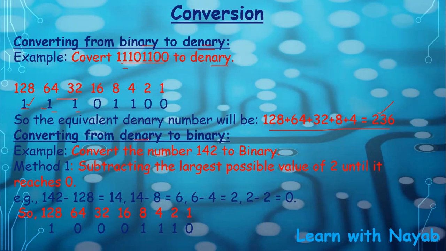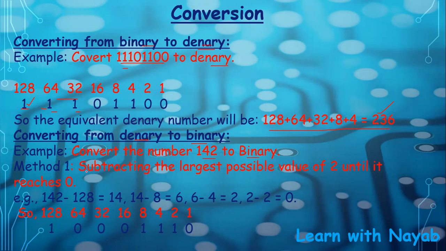Converting from denary to binary. Now, for example, convert the number 142 to binary. This is a simple number, 142, that we have to convert into binary. There are two methods for converting denary to binary.